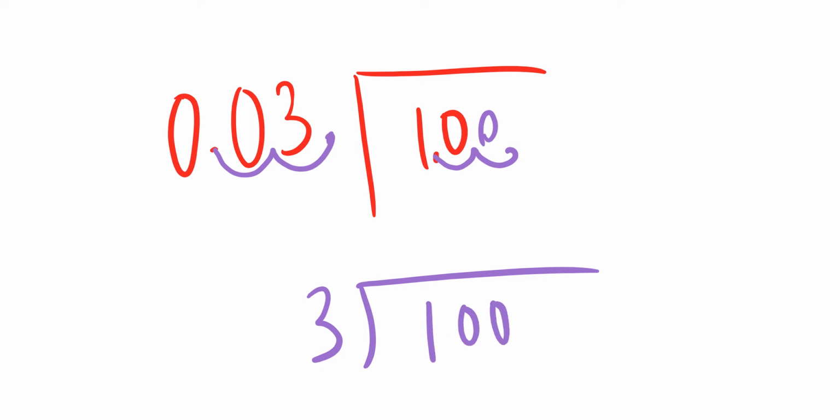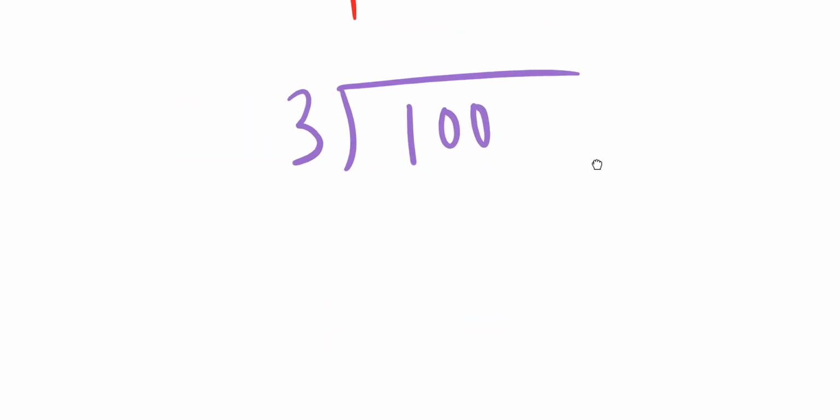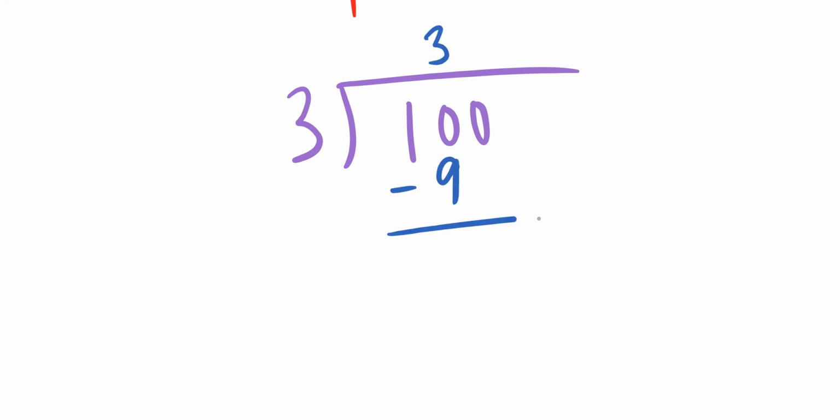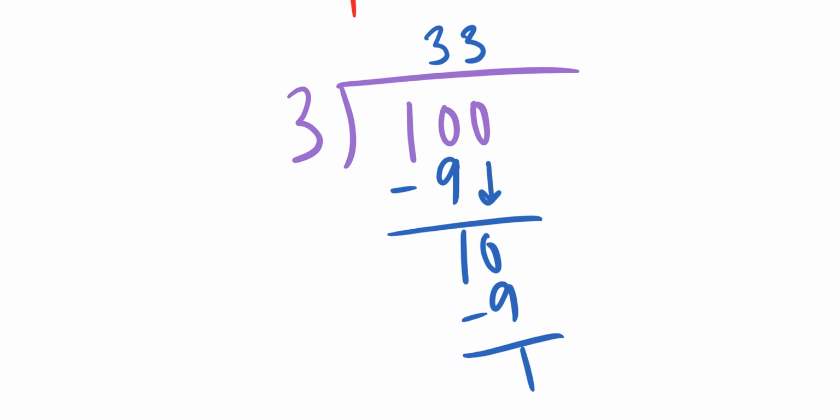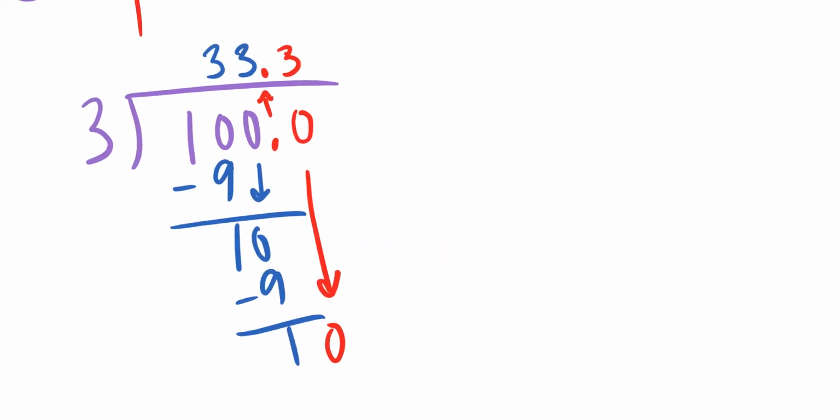So now I can divide. 3 into 0, nothing. 3 into 10, 3 times. 9 minus 1, bring down. So 3 into 10, 3, 9 minus 1, nothing to bring down. So I have to add a decimal and a 0, and then bring that down. So you're noticing a pattern, right? The 3 is going to repeat forever. So this is called a repeating decimal.